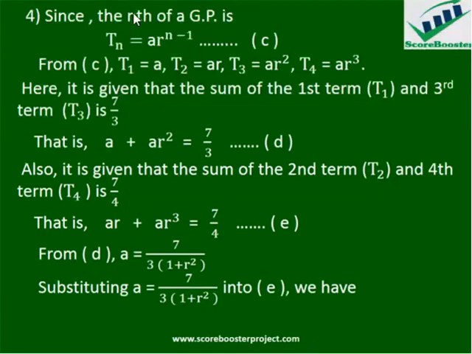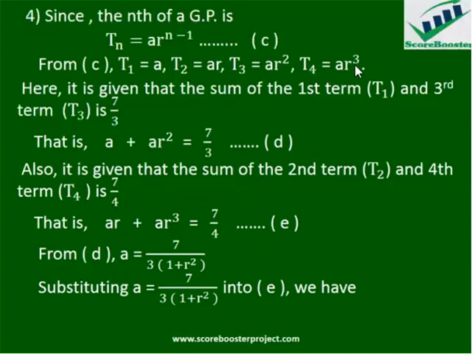So here the nth term of a geometric progression is Tn equals a r raised to the power n minus 1, and that is equation C. So from C, the first term, which is T1, is a. That is 1 minus 1 is 0, r raised to the power 0 is 1, a multiplied by 1 is a. The second term, T2, is a r raised to the power 2 minus 1, which is a r. The third term from here is a r squared. The fourth term is a r cubed.